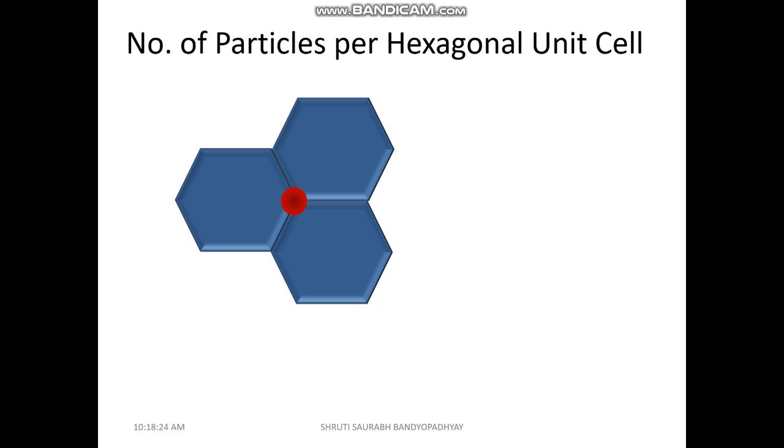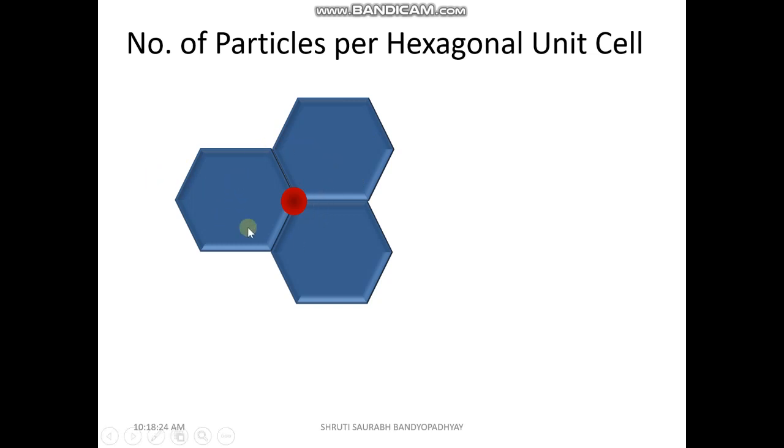Now we want to know the effective number of particles per hexagonal unit cell. Per hexagonal unit cell, that means look, the unit cell is a hexagonal prism type, and if we want to see this hexagonal unit cell from above, then we'll only see one such hexagonal place here, one such hexagonal place here.